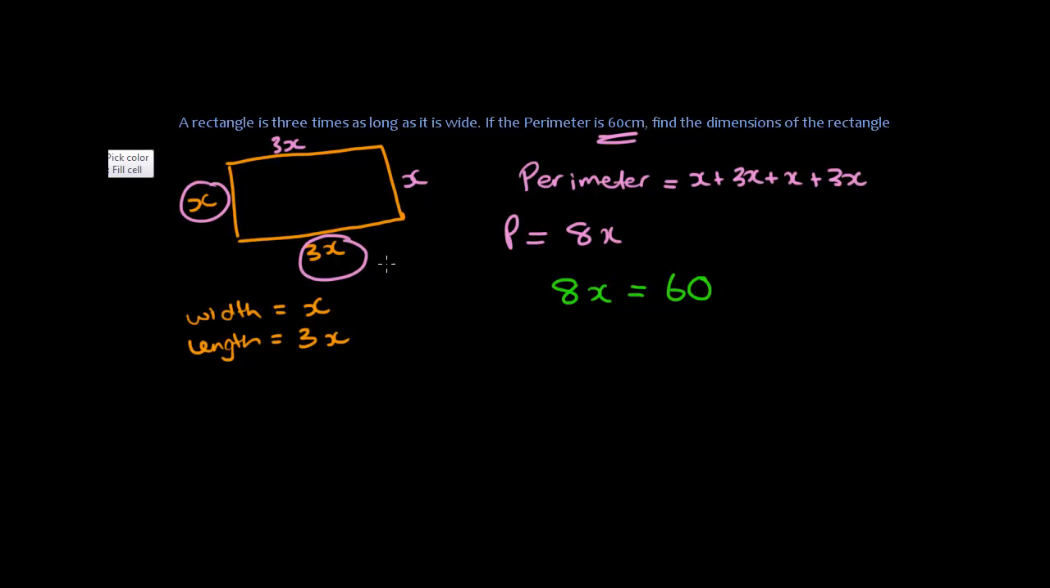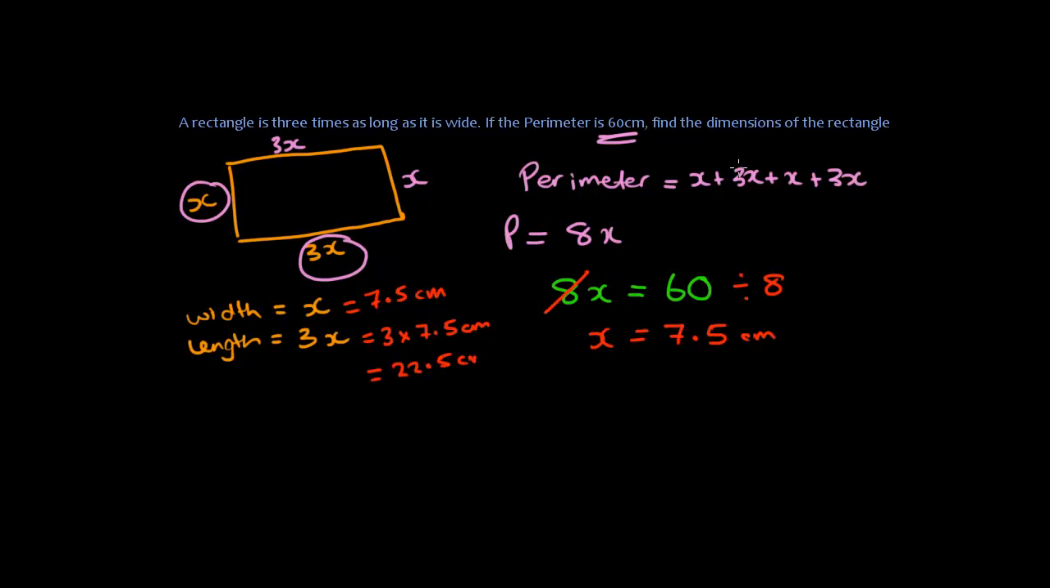Okay, so I formed my equation, so now let's solve it. Well, how do I get rid of the times by 8? We divide by 8. x equals, well, what is 60 divided by 8? Well, if you're not sure, you can just put that straight into your calculator. That comes down to be 7.5, and now we can put the centimeters in. Okay, so what have we found? We found the width to be 7.5 centimeters. We know that the length is 3 times that amount, which is going to equal 22.5 centimeters.